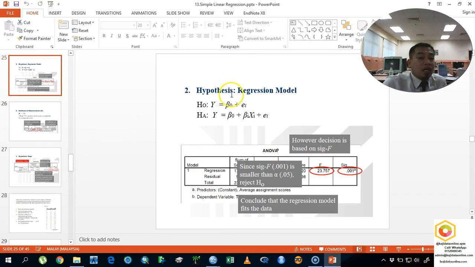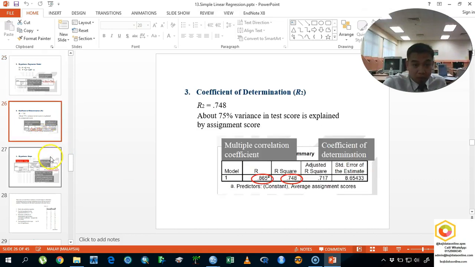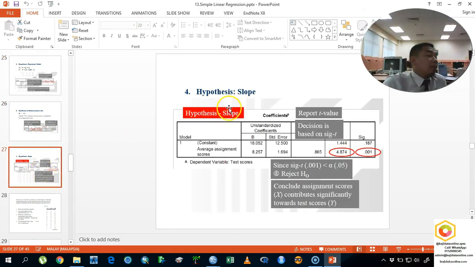And then this is the hypothesis, the second hypothesis for the regression model, testing for the regression model. So based on this, we are going to say that the regression model fits the data. That was already explained before. Coefficient of determination already explained. Okay, sorry. Hypothesis testing for the slope. In terms of slope, we are looking into the T statistics. So from here, we want to conclude the assignment score of X contributes significantly towards the score of the test. That means it's a significant predictor.